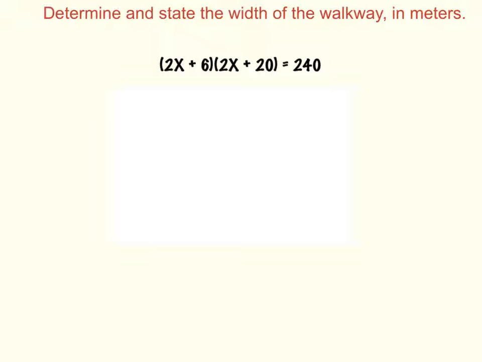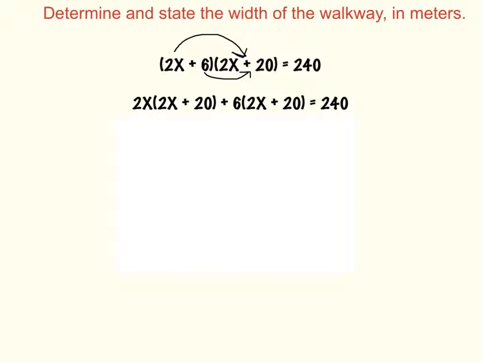So we're going to take our 2x and multiply it by the 2x plus 20. And then we have to take our 6 and also multiply it by the 2x plus 20. So that's 2x times (2x plus 20) plus 6 times (2x plus 20) equals 240.